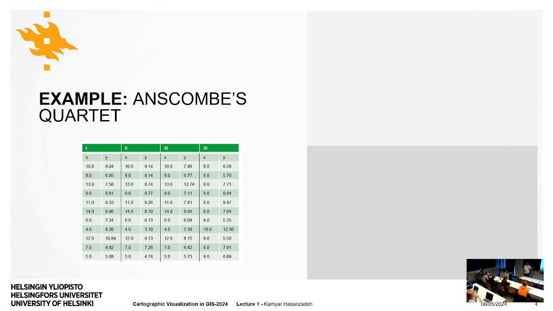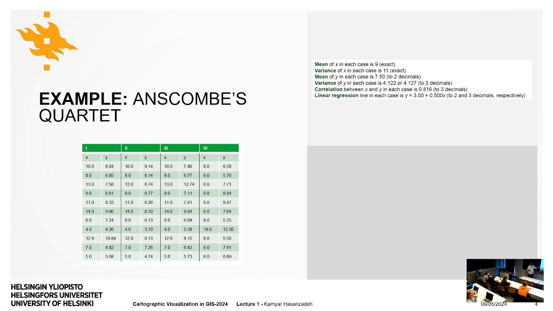So here you can see 4 data sets. They're not the same, but if you just look at them quantitatively by numbers, they look almost identical. Here we have some descriptive statistics. You can see that the data sets have almost the same average value. They have more or less similar variance, and correlation is almost the same. If you do a linear regression, you get almost the same line.